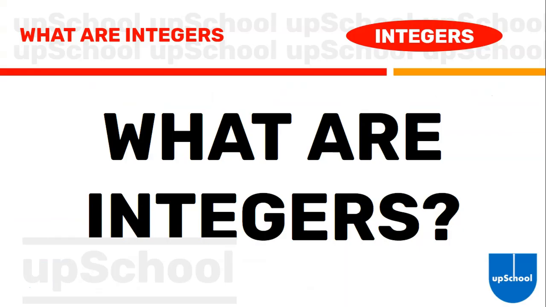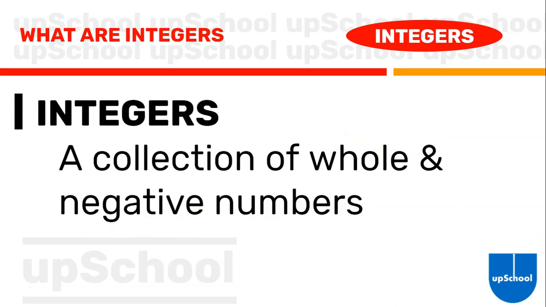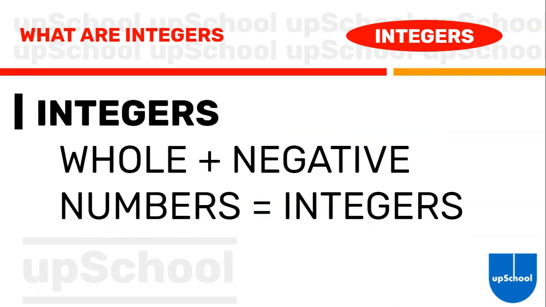So right off the bat, what are integers and what is an integer? Integers are basically a collection of whole and negative numbers. Another way to think of integers is whole numbers plus negative numbers is equal to integers. An integer is basically a whole or negative number. Either one, it'll still be considered as an integer because an integer is basically whole numbers plus negative numbers.